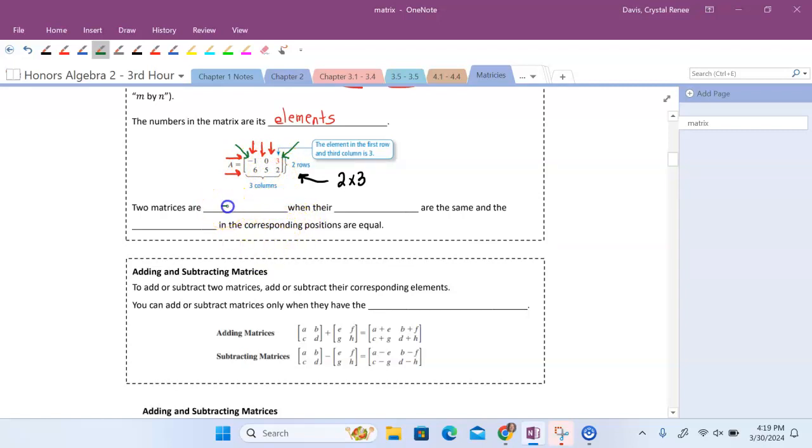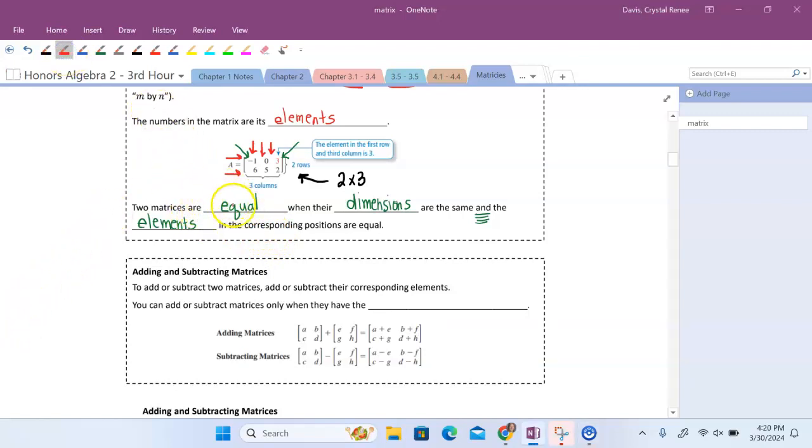Two matrices are equal when their dimensions are the same, and so both of these have to happen, and the elements in the corresponding positions are equal.